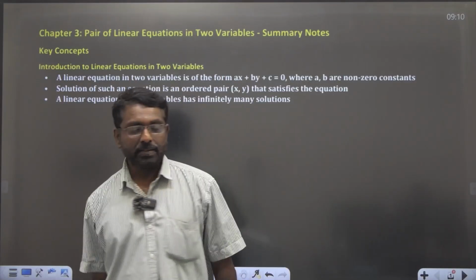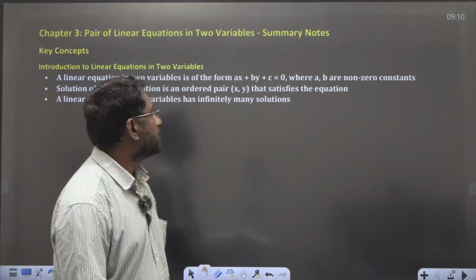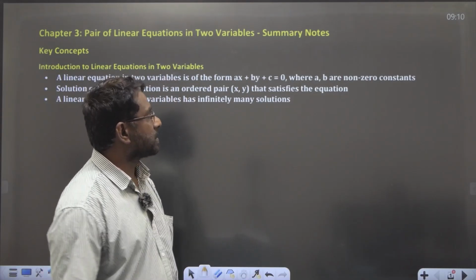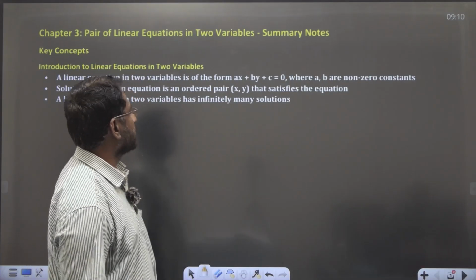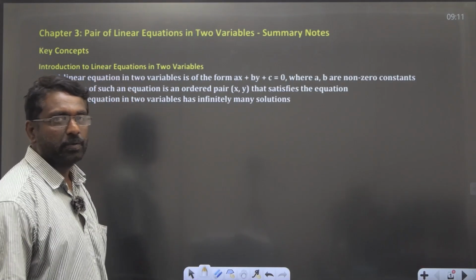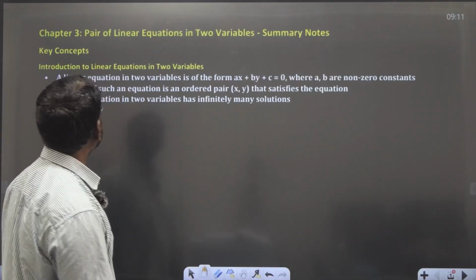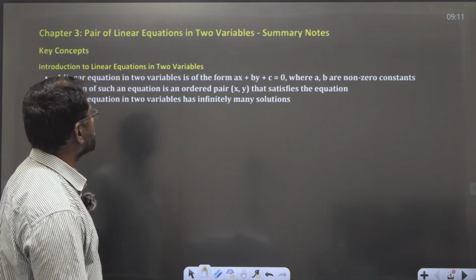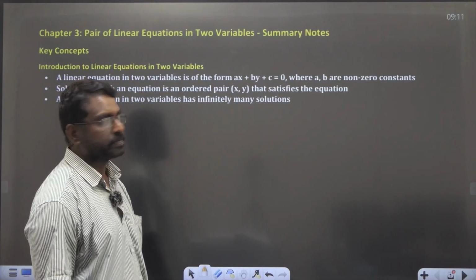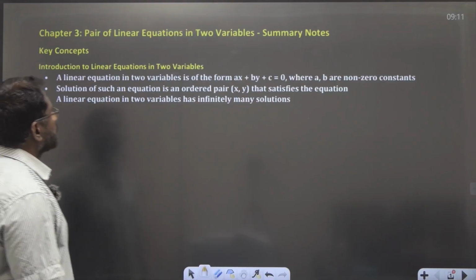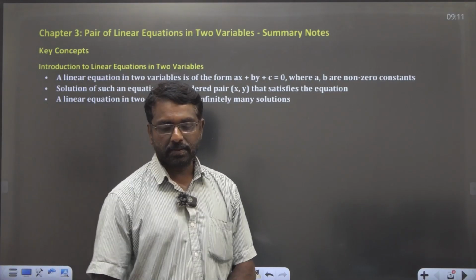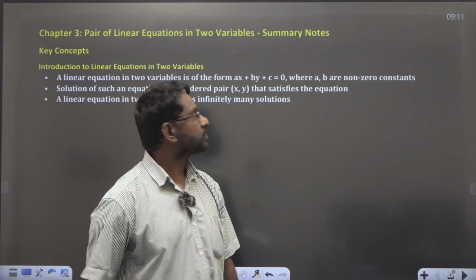Hi dear children, today we are going to start a new chapter, chapter 3. Chapter 3 in your NCERT book, pair of linear equations in two variables. Okay, let us start chapter 3.